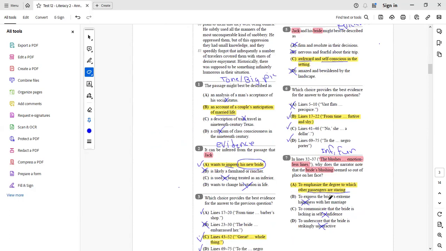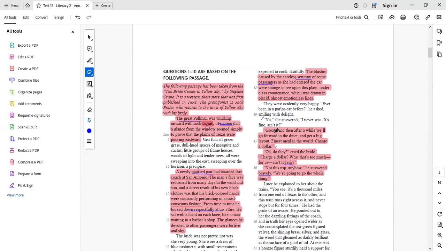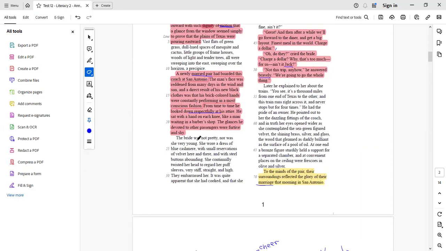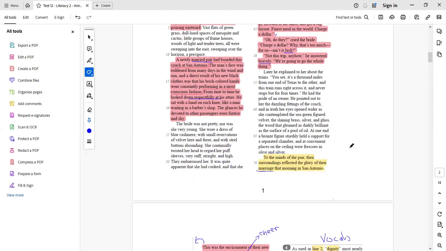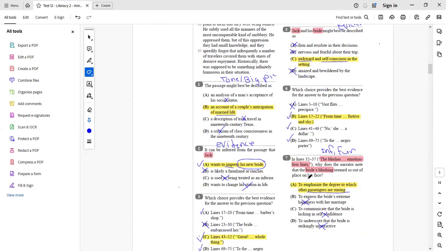To express the bride's extreme happiness with her marriage, it doesn't mention anything about happiness here. To communicate that the bride is lacking in self-confidence, it doesn't talk about her self-confidence. The blushing is because the passengers are staring at her. To underscore that the bride is strangely unattractive. Note that there was a part that said she is old and not beautiful. Yes, the bride was not pretty. But I am talking about the part that gave me the answer, the lines, and he said scrutiny of some passengers. So the answer is not D, the answer is A.